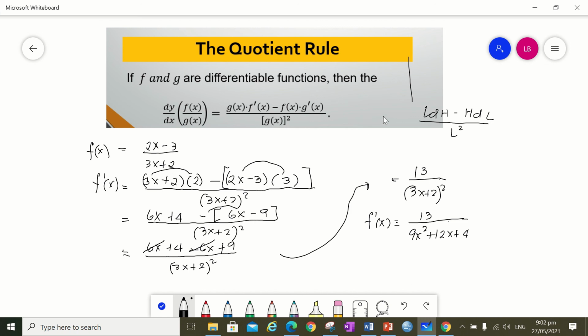So always remember that the derivative of f of x over g of x, or the quotient rule, is low d high minus high d low over low square. Meaning, low times the derivative of the high minus high times the derivative of the low over low square.